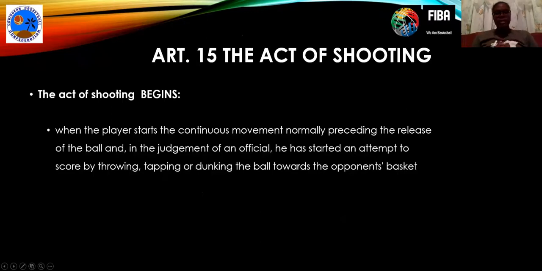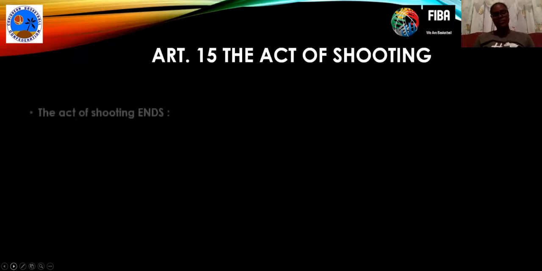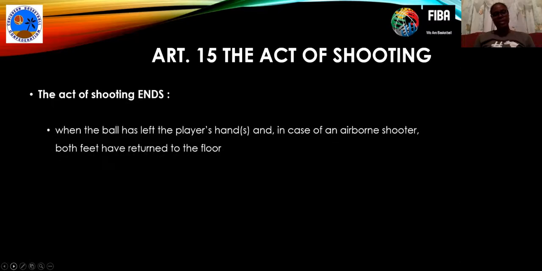The act of shooting begins when the player starts the continuous movement, normally preceding the release of the ball, and in the judgment of an official, has started an attempt to score by throwing, tapping, or dunking the ball towards the opponent's basket. That's when it begins. And it ends when the ball has left the player's hand or hands, and in the case of an airborne shooter, both feet have returned to the floor.